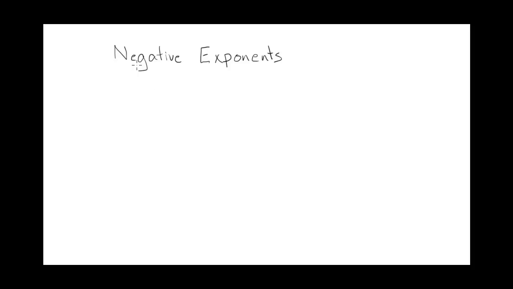Okay, welcome to our lesson on negative exponents. In the previous video, we defined a zero exponent. So we said 2 to the power of 0 is equal to 1, or anything to the power of 0 is equal to 1. But now we want to define what 2 to the power of, say, negative 3 would be.